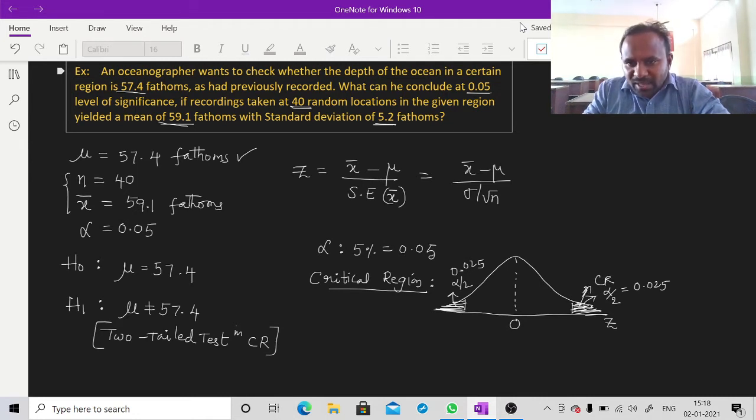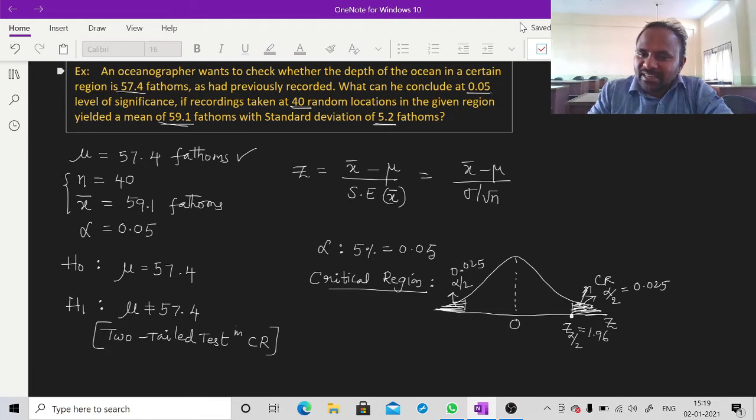I mean to say, if this is the z value at which the right side area is alpha by 2, we indicate that as z alpha by 2. The notation for that critical value is z alpha by 2, and z alpha by 2 can come from the table, which is 1.96. So you can use the normal statistical table, at which the right side area of this point is 0.025, and this point will be 1.96.